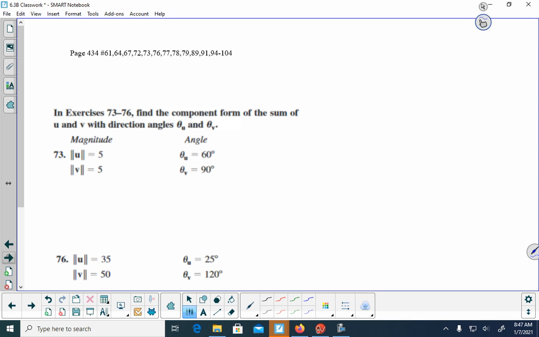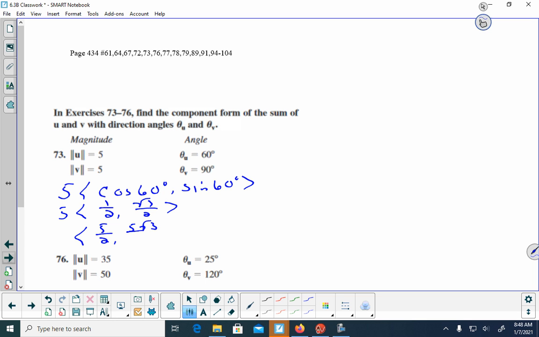So for the first one, u, I'm going to take 5, which is my magnitude, times the cosine of 60 degrees, sine of 60 degrees. Now 60 degrees is on my unit circle, so I'm going to use that fact, and I'm going to say the cosine of 60 degrees is 1/2, and sine of 60 degrees is the square root of 3 over 2. So when I multiply the 5, I'm going to have 5 halves, and then 5 times the square root of 3 over 2. So this is u.